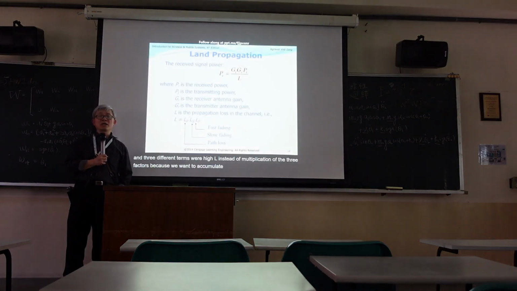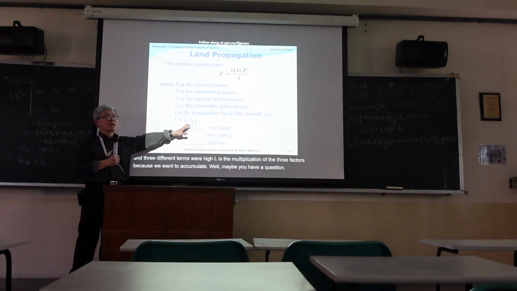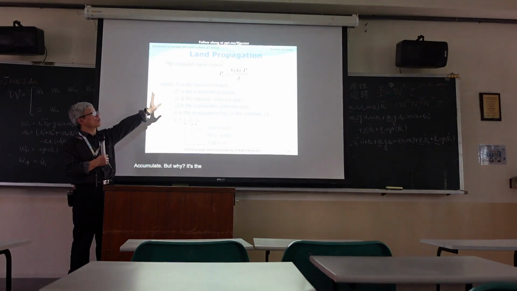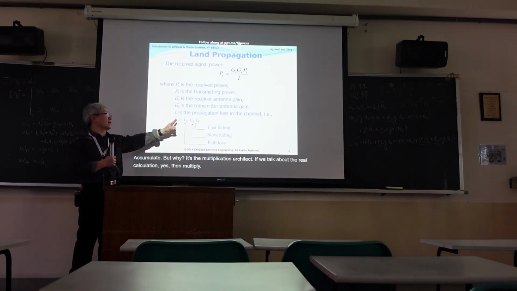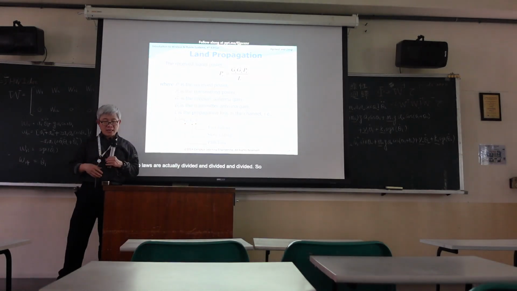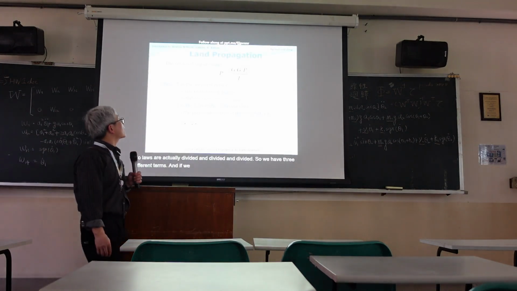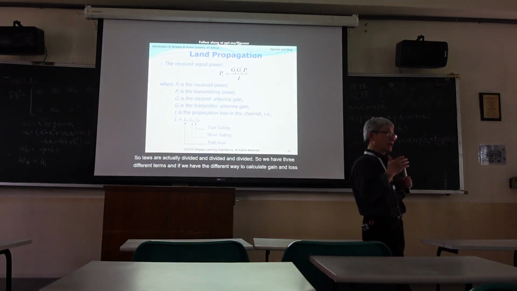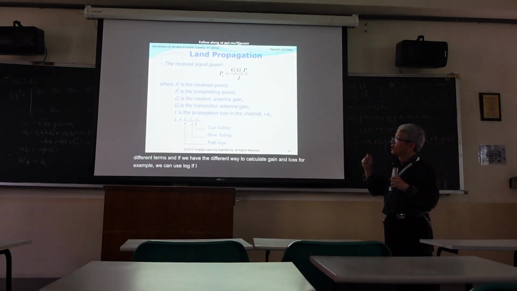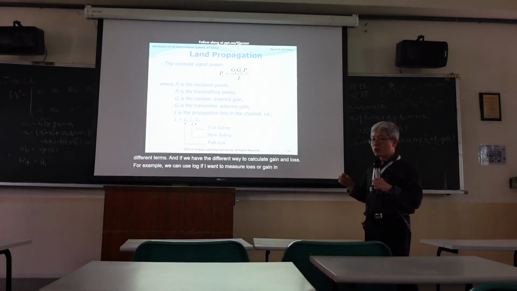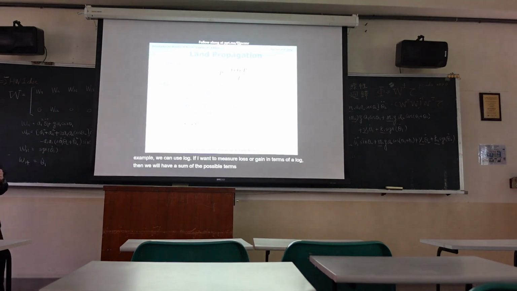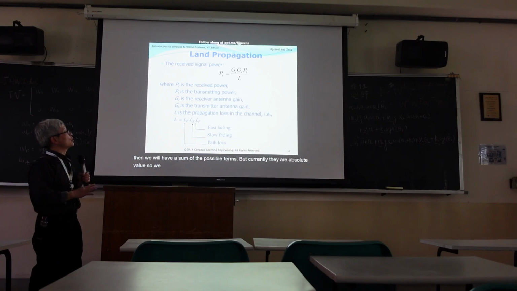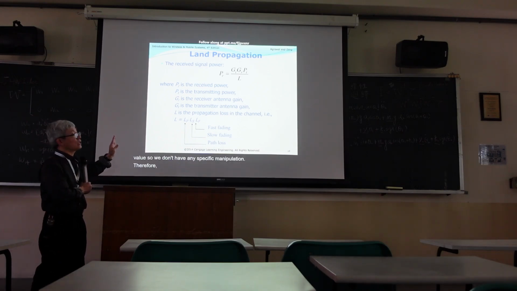Well, maybe you have a question: why is the accumulation a multiplication? Actually, if we talk about the real calculation, yes, gains multiply, so loss is actually dividing and dividing and dividing. So we have 3 different terms. If we use a different way to calculate gain and loss, for example log, then measuring loss or gain in terms of log gives a sum of the possible terms. But currently, they are absolute values, so we don't have any specific manipulation. Therefore, we have the multiplication directly rather than the sum of all the terms.